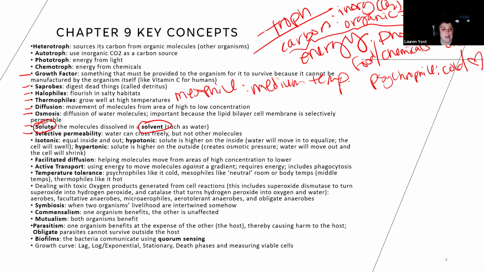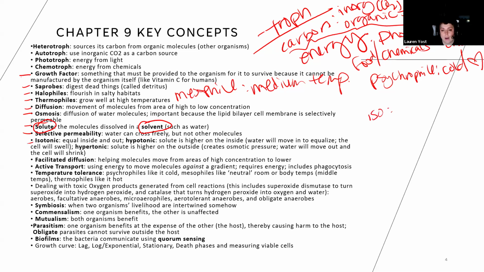Our membranes are selectively permeable. It allows water and other very, very small nonpolar molecules to diffuse freely across the membrane, but most other molecules cannot cross the membrane. So a lot of our trying to balance out concentrations inside the cell versus outside the cell is dependent on that selective permeability of the membrane. So water can cross freely, but other molecules cannot. This brings us to our concepts of isotonic, hypotonic, and hypertonic.